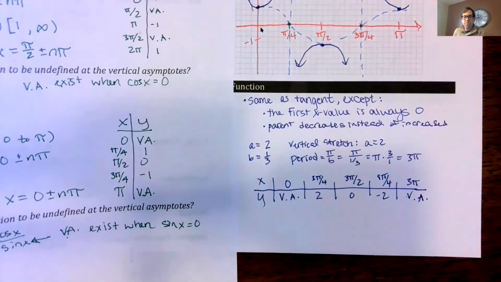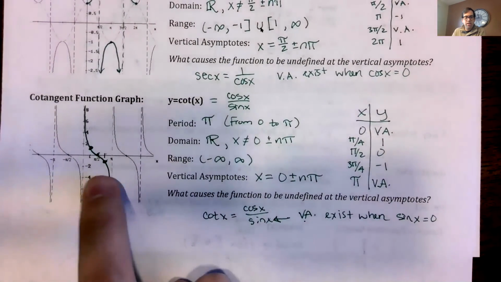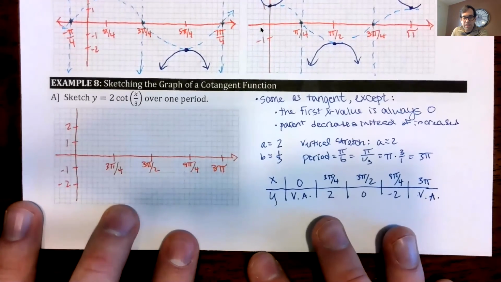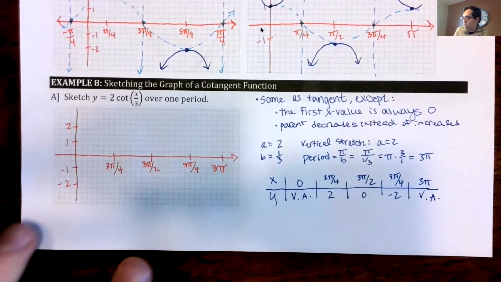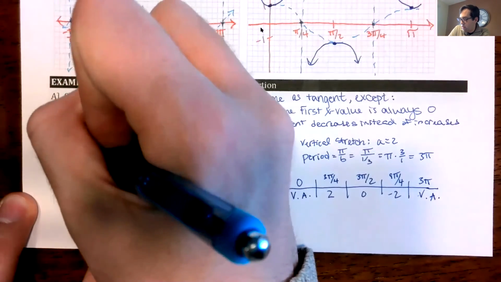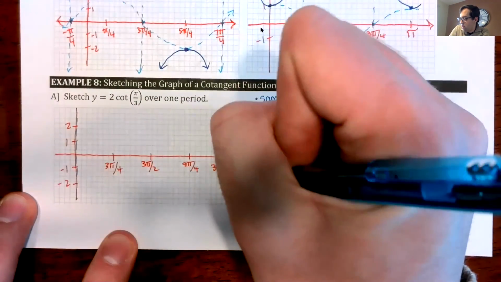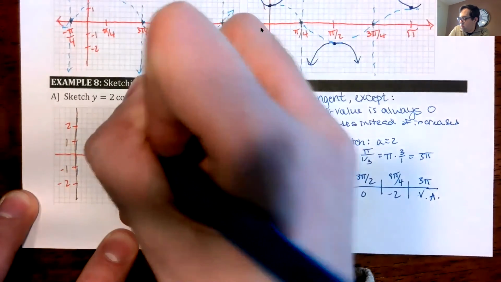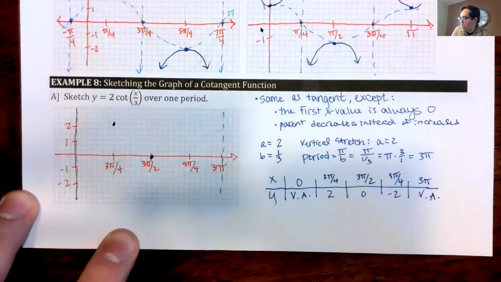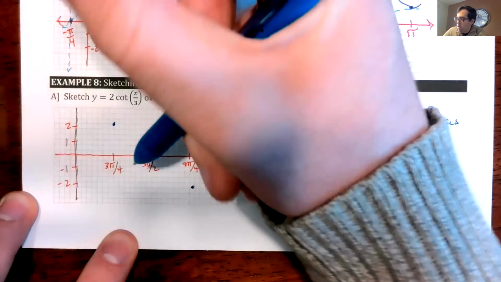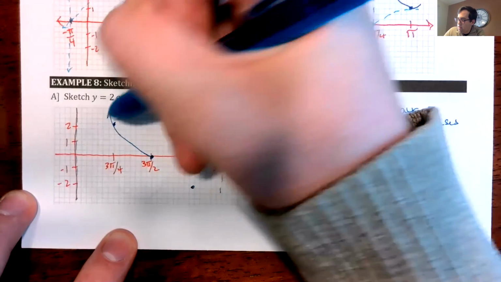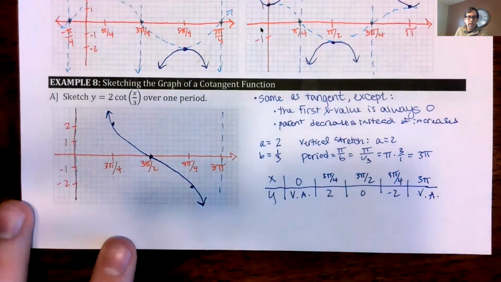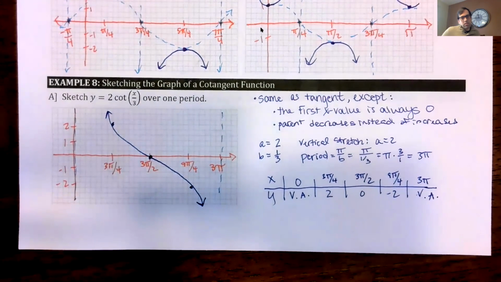All right, so now we're going to graph. It's going to look pretty similar to this, except stretched. So I already made my axes here. First, I'm going to make my vertical asymptotes at 0 and 3 pi. Then I'm going to plot the points. So 3 pi over 4 is at 2. 3 pi over 2 is at 0. 9 pi over 4 is at -2. And I connect the dots. And there we go, okay? So that is how you graph tangent and cotangent.